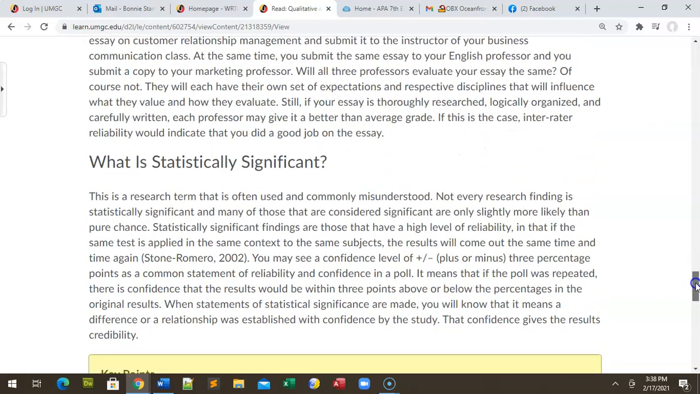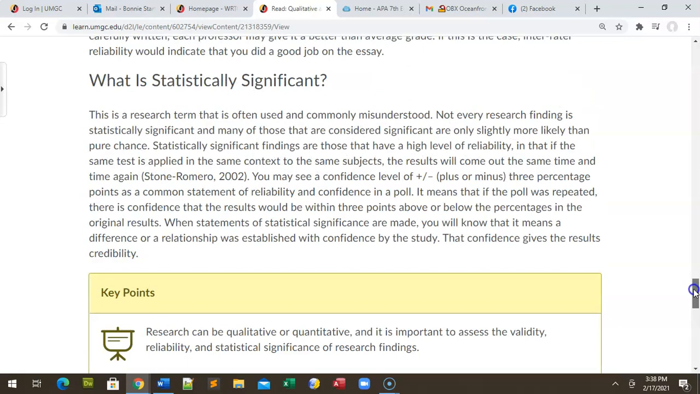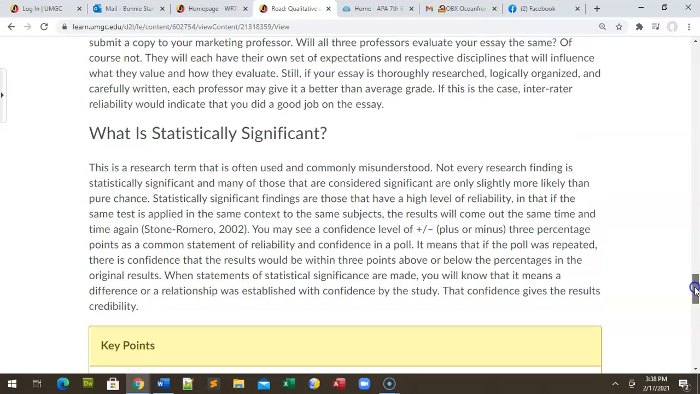Then we've got statistically significant. If you look at one person or two people and you claim that, and you've got 100 people that you're dealing with, 2 people out of 100 people are not considered statistically significant. It's not enough to prove your point.